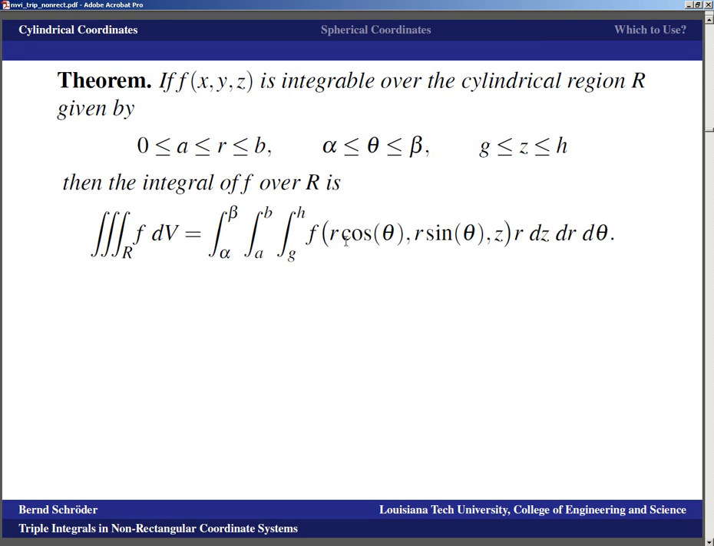We would have f of x, y, z, where x is replaced with a corresponding cylindrical quantity r cosine theta, y is replaced with r sine theta, z is of course still z, and then we have r dz dr d theta. That whole thing is basically replacing the dV, so what previously was dx dy dz is now r dr d theta dz, in any order that you want, really.